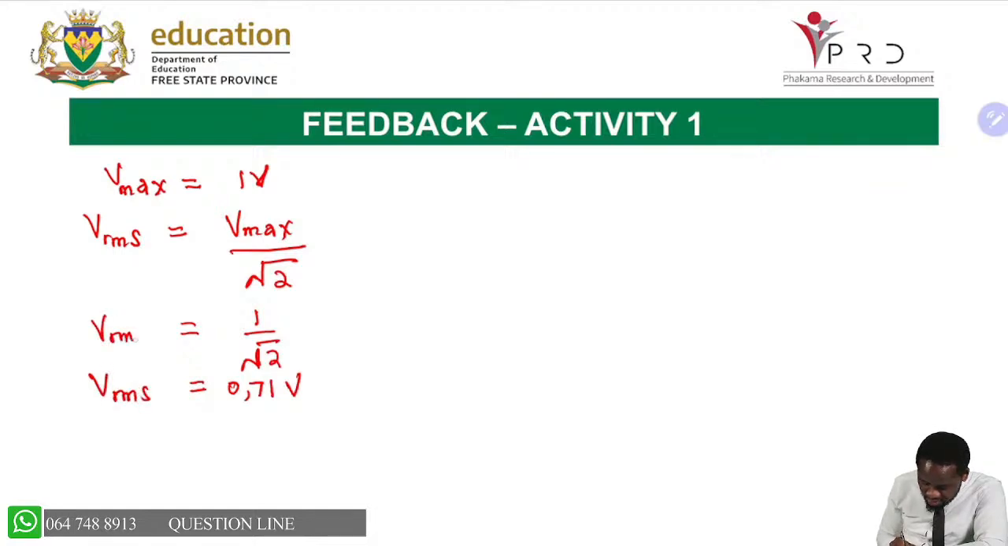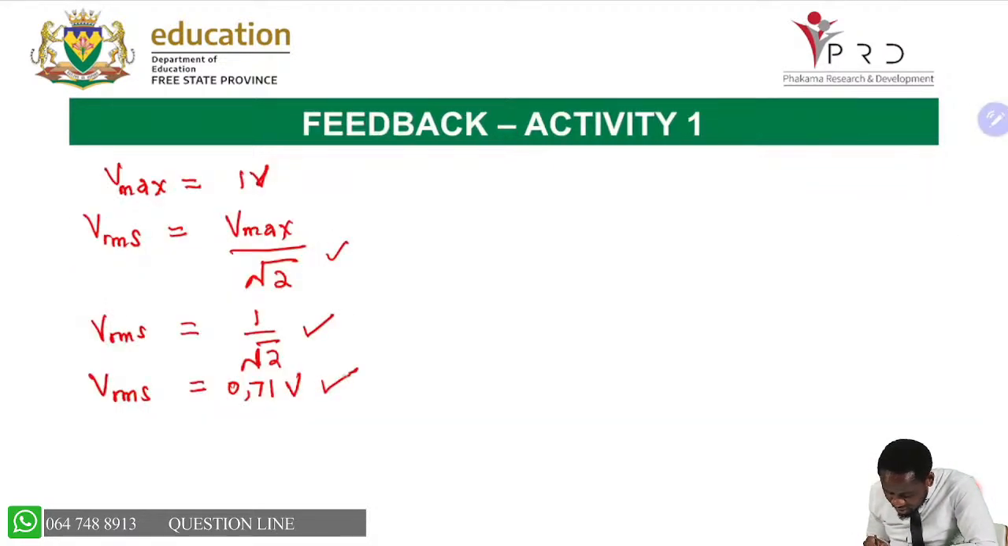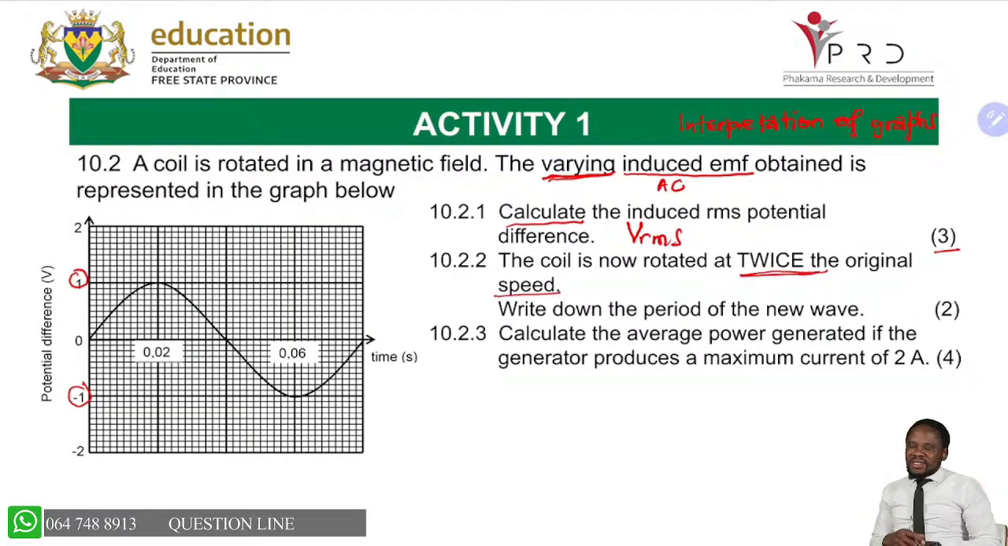So it means what is delivered to the appliance, if this is connected to a purely resistive circuit, is not the 1 volt, which is the peak or maximum voltage. In this case, it's going to be the 0.71 volts. So 1 mark for copying the formula, 1 mark for substitution correctly, 1 mark for the correct answer, including the SI unit, and always 2 decimal places. Don't forget that. And then the follow-up question says the coil is now rotated at twice the original speed, right? It's twice the original speed.